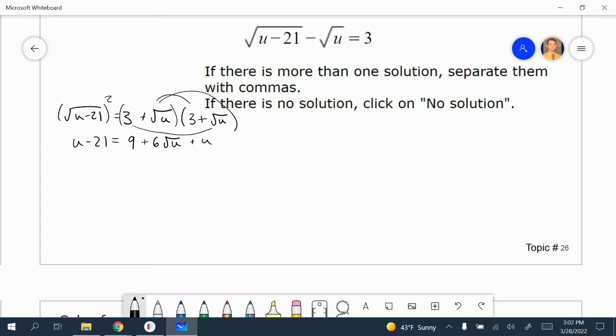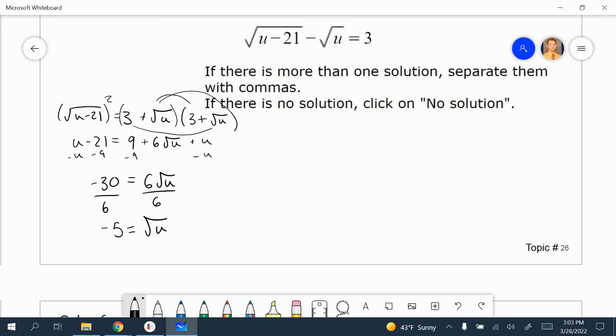Okay, so now I'm going to move everything to the left-hand side other than the square root. I really want the square root by itself so that I can square both sides and just be done with the question. So if I move everything over to the left-hand side, I'm going to subtract 9. I'm going to subtract u at the same time. So therefore, if I subtract u, that's a good thing. That means these u's are going to cancel out, honestly. Minus u and minus 9. We'll have minus 30 equals 6 root u. Divide by 6, divide by 6. We get negative 5 equals the square root of u.